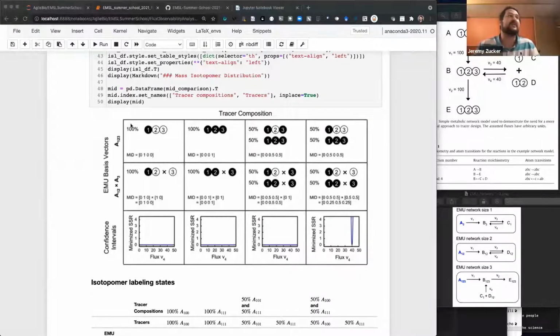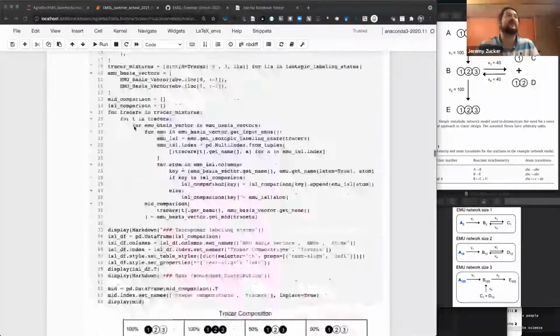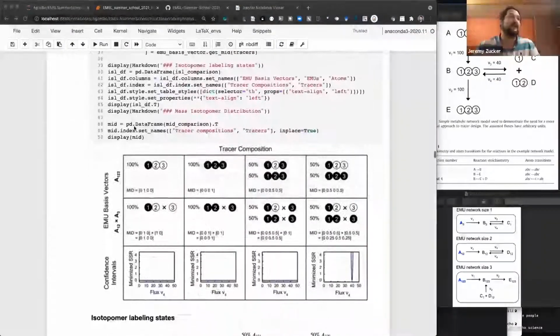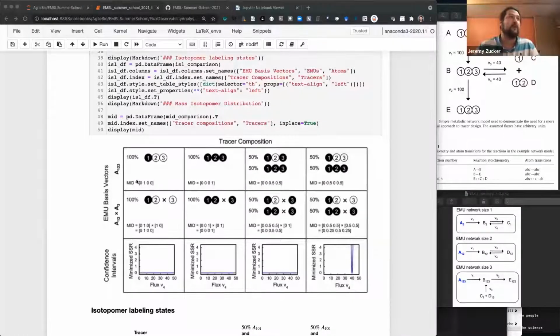Now, what's interesting is that because we have discovered these EMU pathways or EMU basis vectors, we can calculate the MIDs of each of those basis vectors based on the tracer composition, right? So in this case, the MID of A123 is just going to be 0, 1, 0, 0. And likewise, when we calculate the EMU of A12 convolved with A3, we end up getting 0, 1, 0, 0 as well. So this is a problem, right?